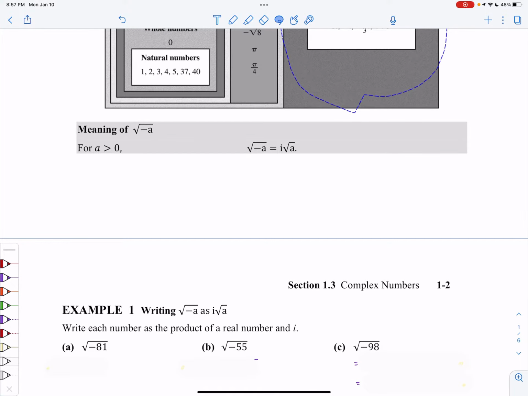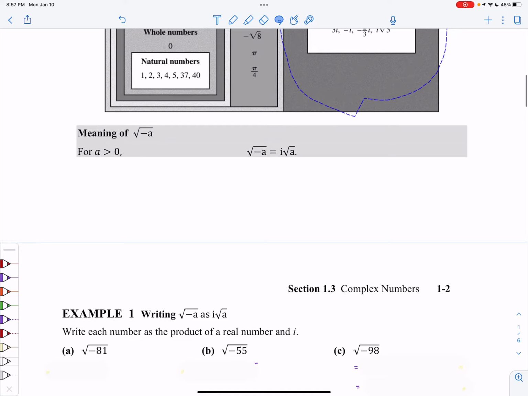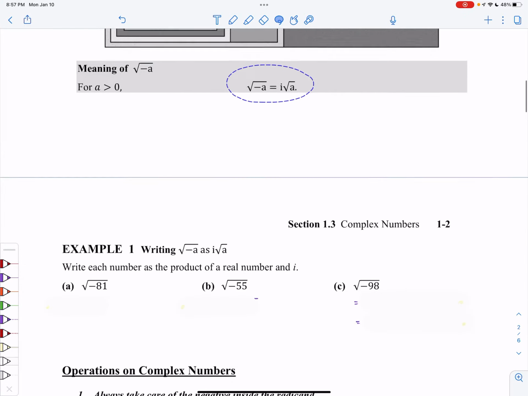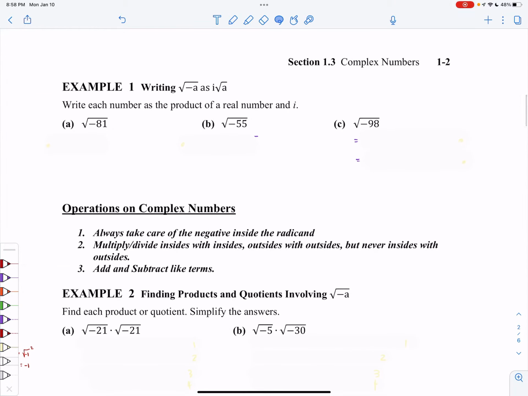This just kind of talks about what the square root of a negative means. The square root of a negative is i. So you'll see here that when we take the square root of the negative, the i comes out to the front and the a stays on the inside. All right, so then let's work some questions.